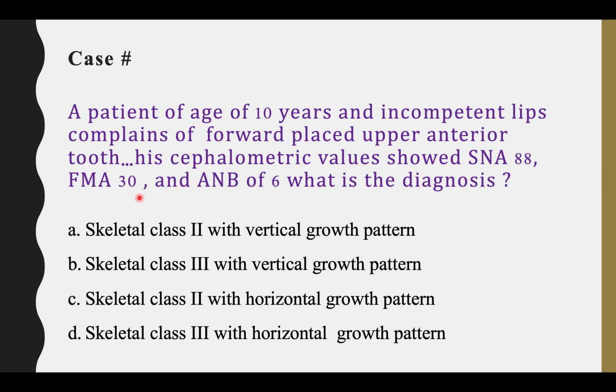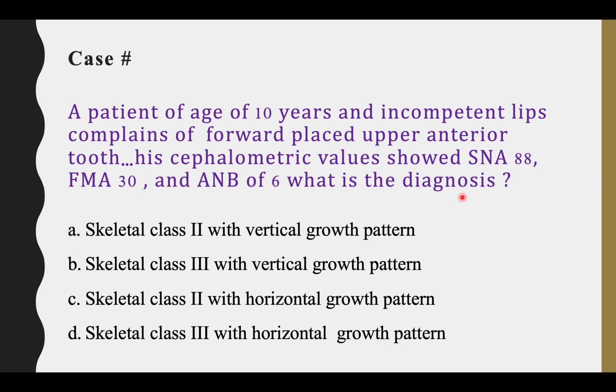FMA of 30 degrees. Okay, so the mandibular rotation should be around 25 degrees, but a vertical pattern is seen. And ANB of 6 degrees, which is a plus point to your class 2. What is the diagnosis? Because of the SNA and ANB, we can tell whether it is a class 2 or a class 3. Because of the FMA, we can tell whether it is a vertical or a horizontal growth pattern. So the answer will be skeletal class 2 with a vertical growth pattern because of the increased FMA. So the questions can be like this, a combination of the parameters.